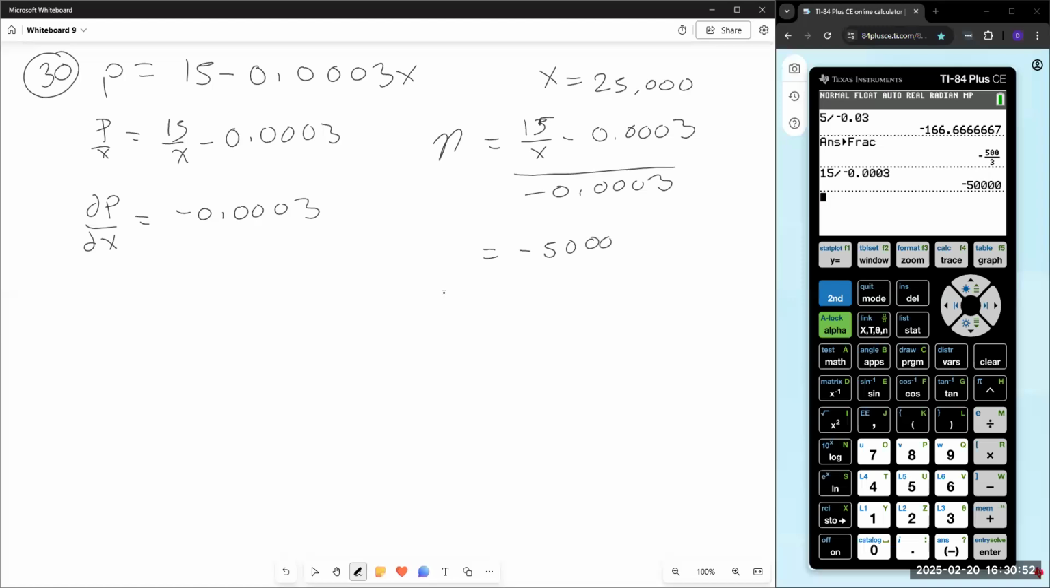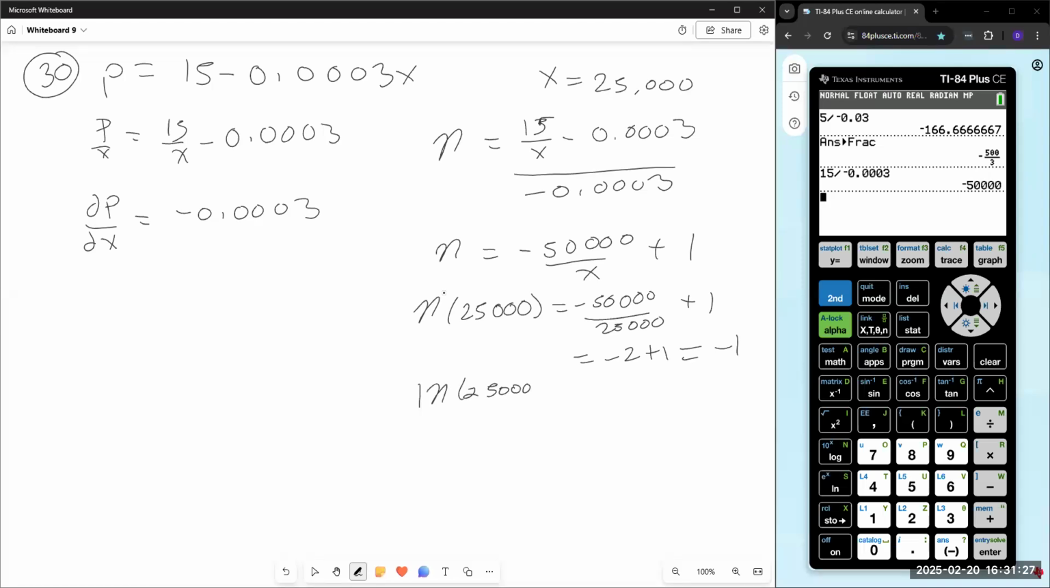So eta is negative 50,000 over X plus 1. And that's eta of 25,000. It's negative 50,000 divided by 25,000 plus 1, which is negative 2 plus 1, a negative 1. So the absolute value of eta of 25,000 is equal to 1, which is unit elastic.